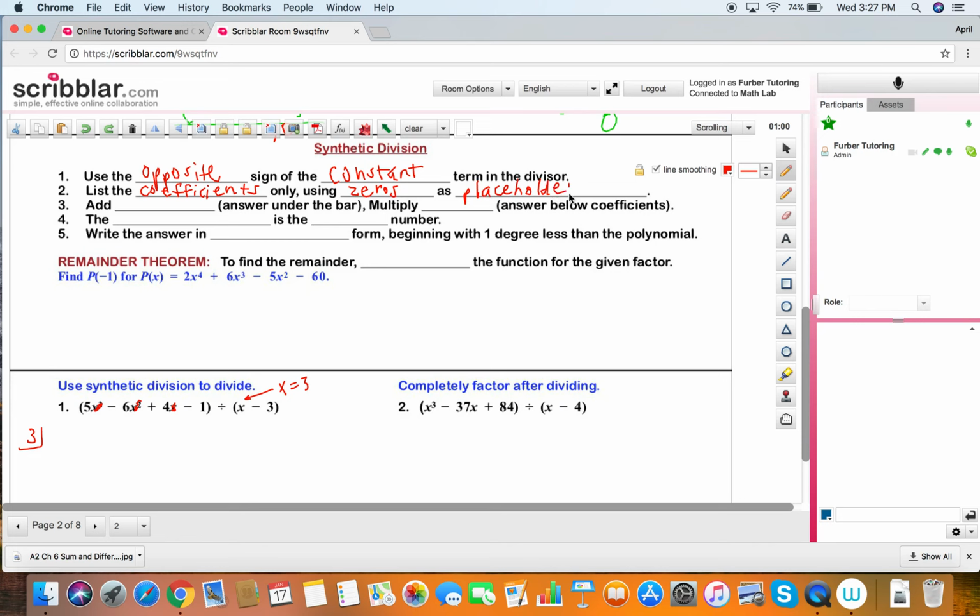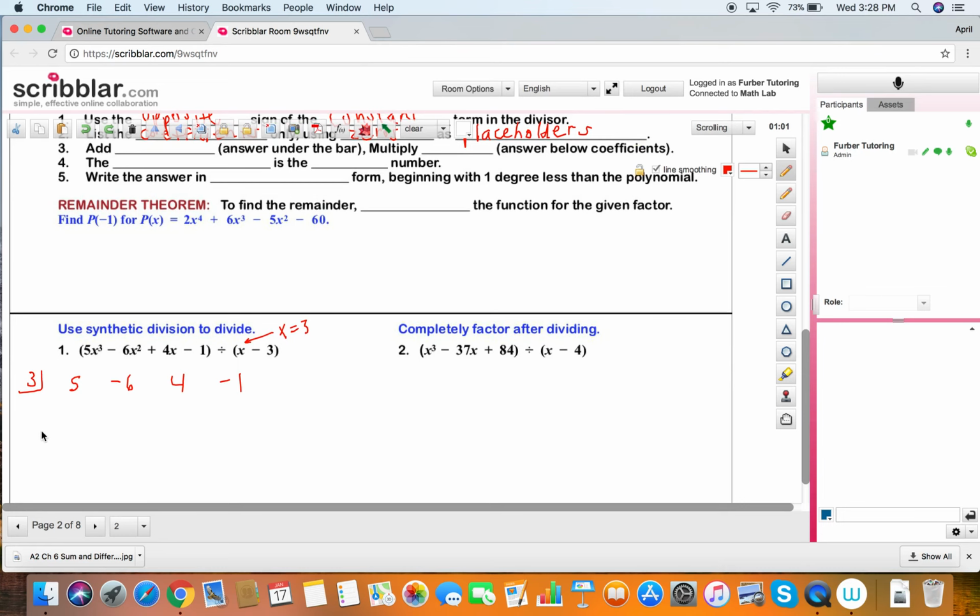So anytime you get ready to do a division problem, make sure that it has all the terms. This one did, okay, because this one had x cubed, and then it had x squared, and then it had x, and then it had the constant term. So it has them all. So I'm just going to list them. 5, I'm going to leave a space, -6, +4, and -1. So I've detached the coefficients from the variables. So this is the hard part, okay?